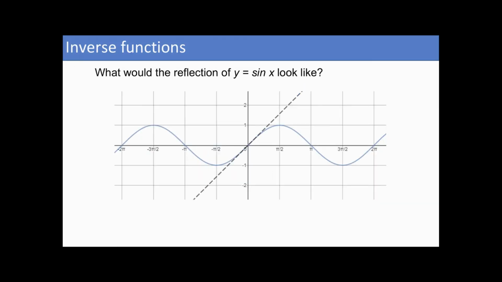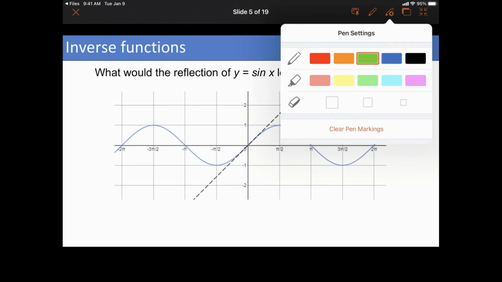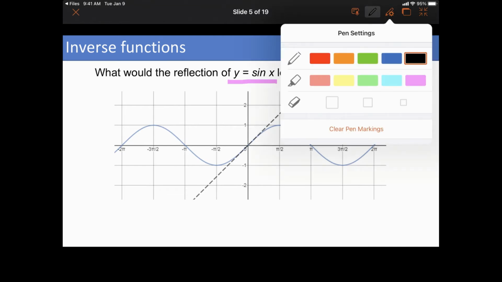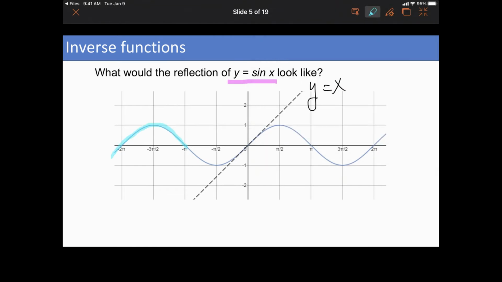Well, let's look. So here's our sine graph, sine x. Okay? And here's that line that we reflect over for inverses. Let's see what happens if we do reflect this curve. Okay, so take a moment in your head. What do you think this would do if I reflected over this line? Well, I think this part here is going to go on this side, and this part here should go on that side. Let's look at what happens.